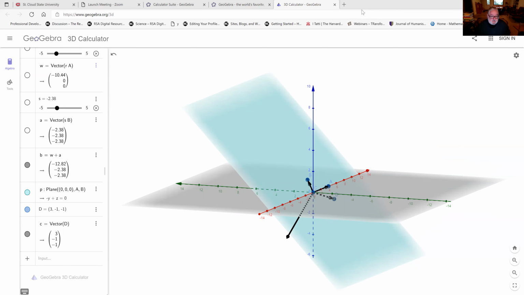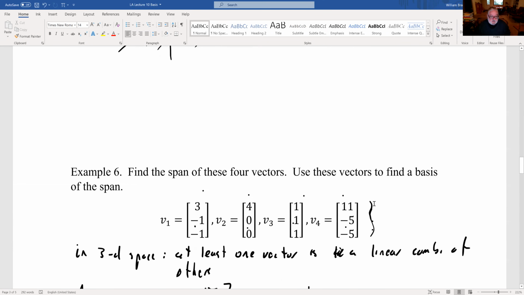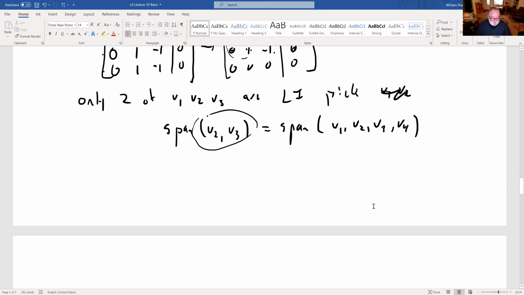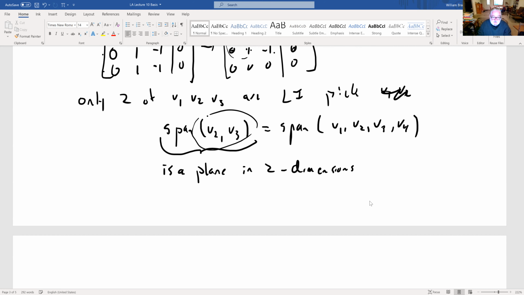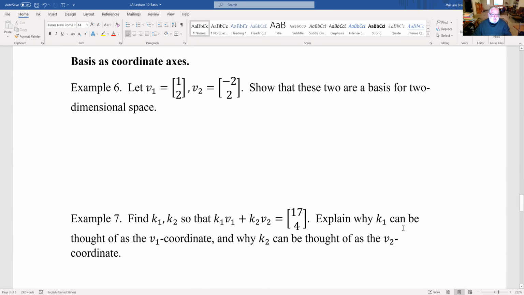Okay, so we go back to our lecture notes. Don't know why that scrolled all the way up to the top. So the span of V2, V3 is a plane, a 2-dimensional plane in 3 dimensions. Okay. So basis is coordinate axis. V1, V2, show that these two are basis for 2-dimensional space.